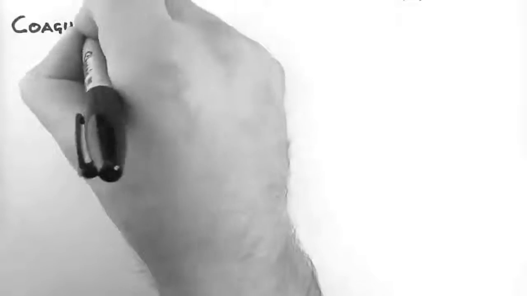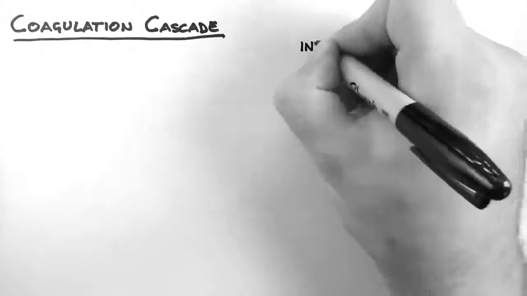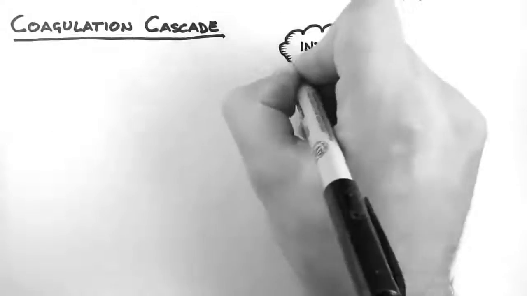Hi, in this tutorial we're going to discuss the coagulation cascade. This is a sequence of interactions between proteins to cause fibrin deposition at the location of tissue injury. There are two pathways, the intrinsic and extrinsic pathway. We'll look at the intrinsic pathway first.